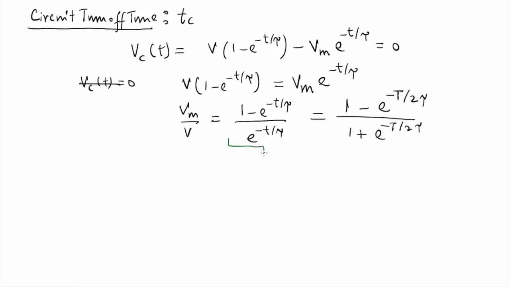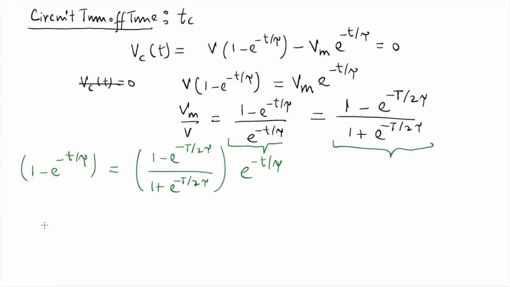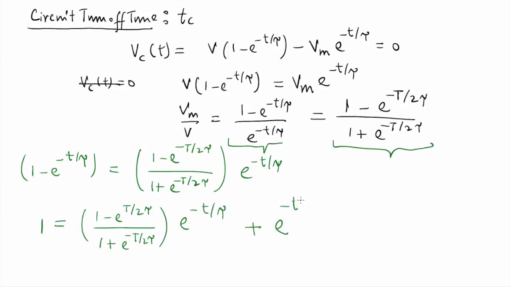Now I will take this equation and this equation and solve these two equations. So it will be equal to 1 minus e to the power minus t upon tau. Separate the e to the power minus t upon tau on the right side. It will be equal to plus e to the power minus t upon tau. I can write it like this.